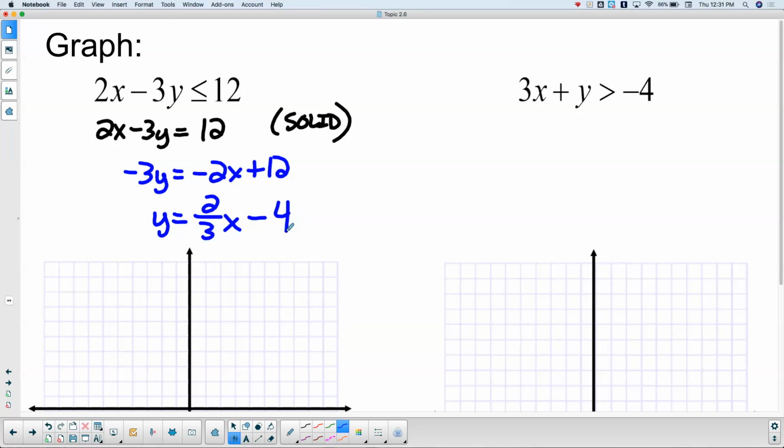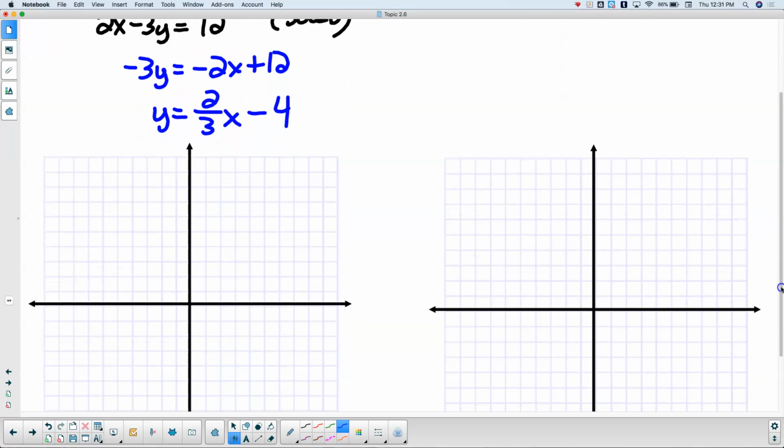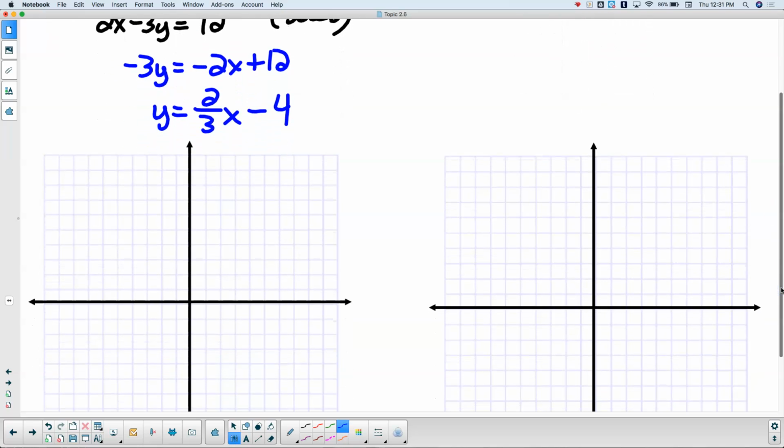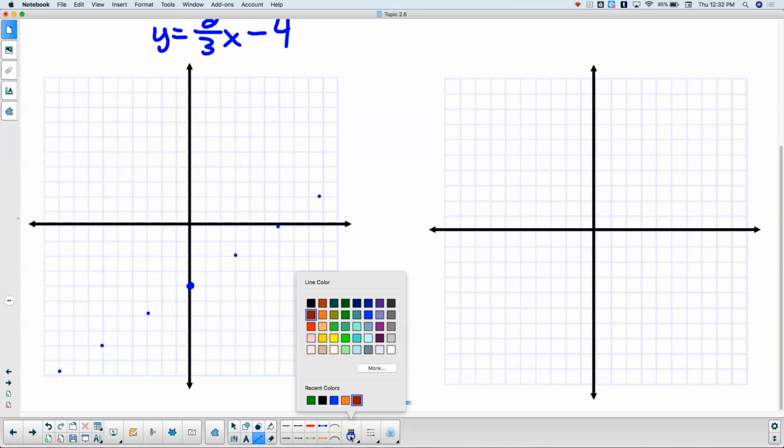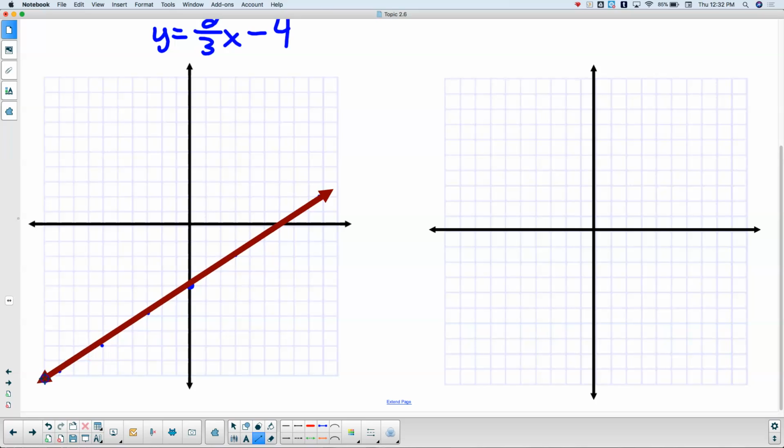So I'm going to go down 4 from the origin. 1, 2, 3, and 4, right about there. And then from that point, I'm going to go up 2 and to the right 3, up 2 and to the right 3, up 2 and to the right 3. Likewise, down 2 and left 3. And I should probably scroll down a little bit more. And 2 and 3 and 2 and 3. Okay? All right. So that's a solid line.